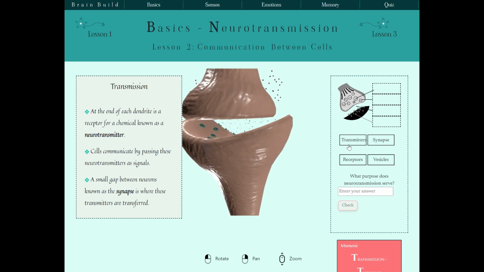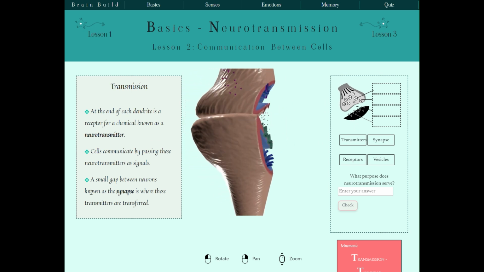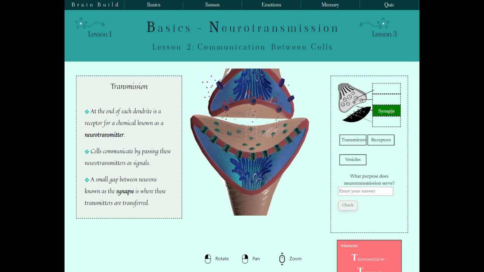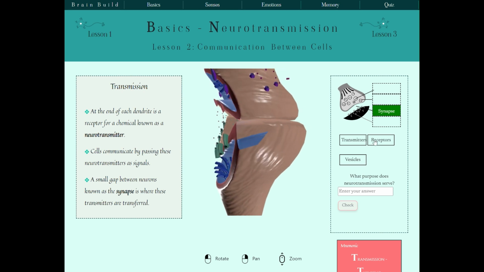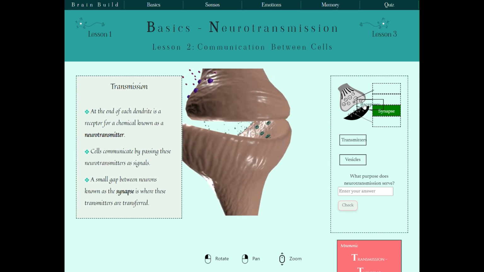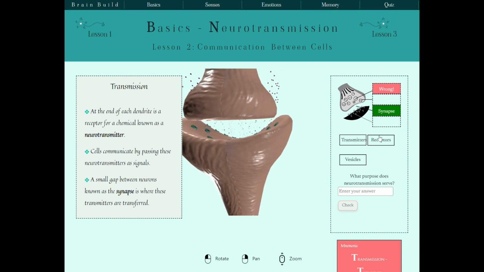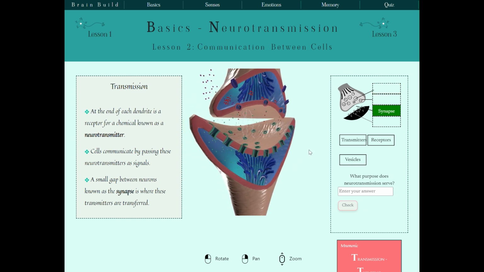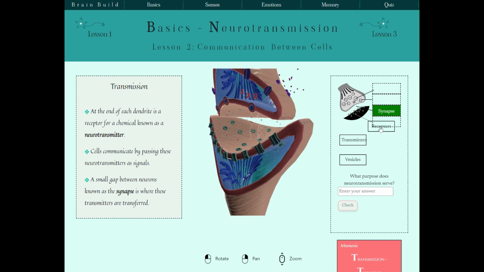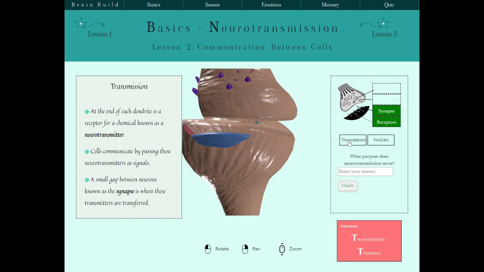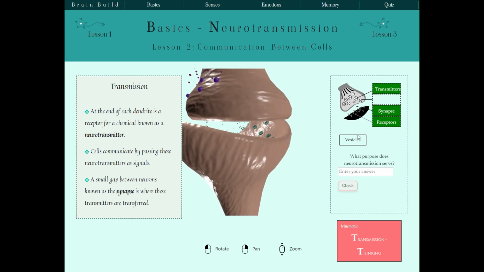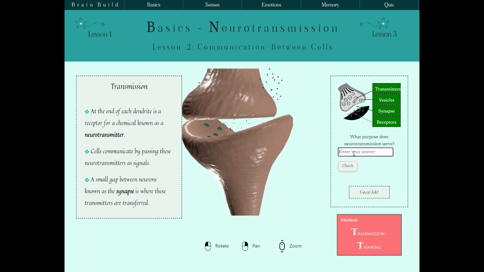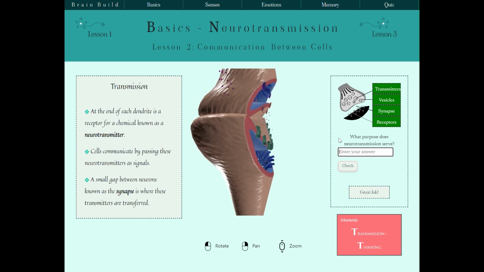Okay, so synapse, that is the gap. So let's try putting that right here. Gap, okay. The receptors, is that these up here? No, that's not it. Receptors. At the end of each dendrite is a receptor. The end of each dendrite, that must be these, okay. Transmitters, that must be these little circles up here. And the vesicles must be these little circles that hold them. Yep, okay.